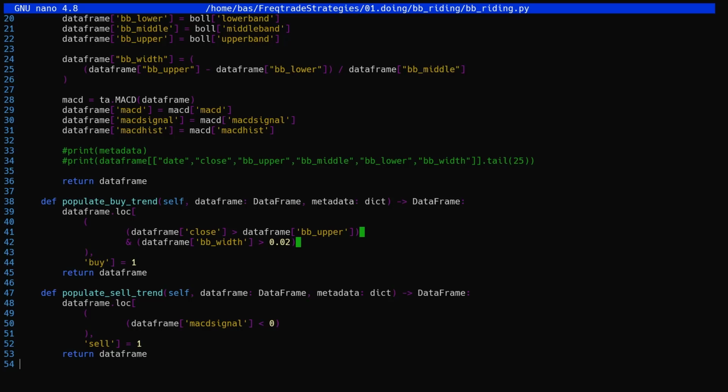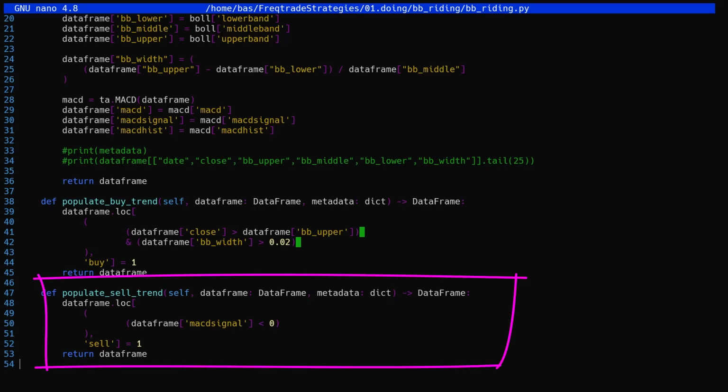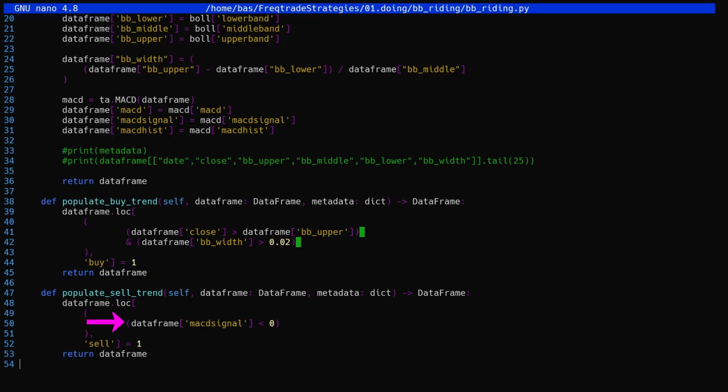And finally over here, this sell function tells the bot to sell if the MACD signal line gets below 0. And this indicates that the trend has lost its momentum and the position can be sold. And there you have it, a simple Bollinger Bands riding strategy coded into trading bot code so that you don't have to worry to do this manually. Let's find out in our initial backtest to see how this performs on the backtesting data.